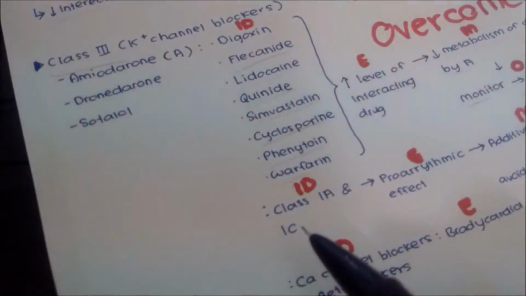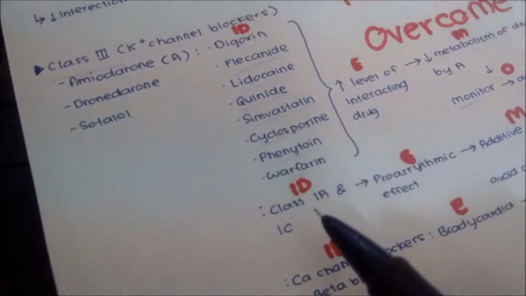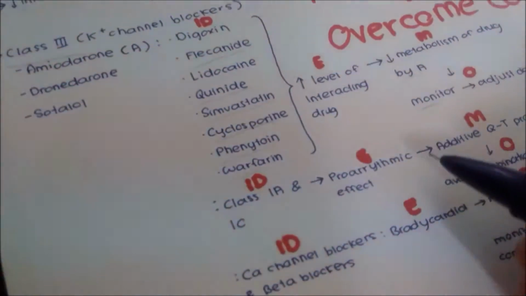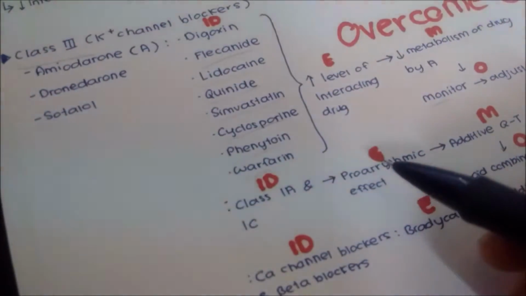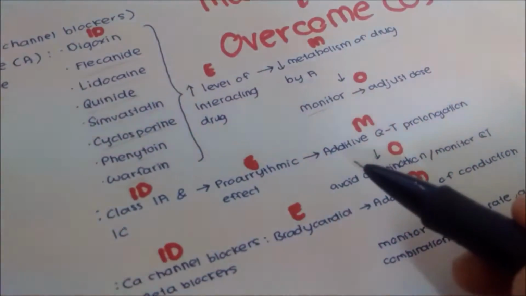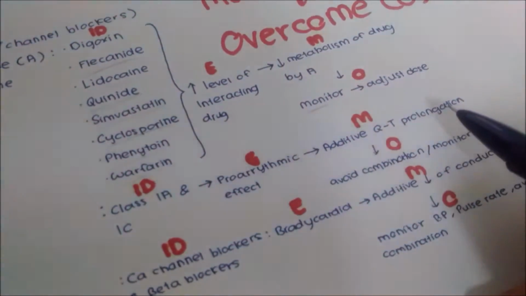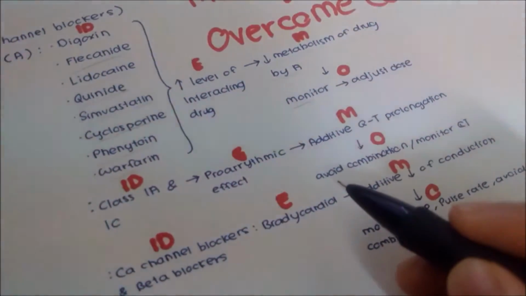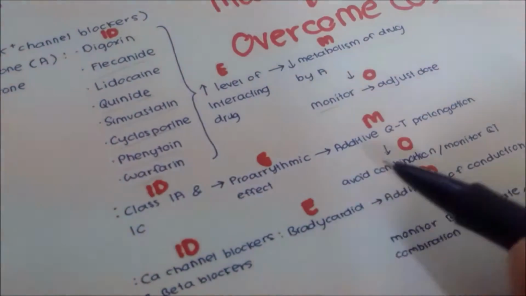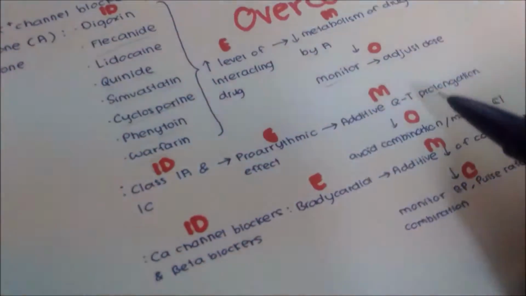Next, it also interacts with the class 1A and class 1C drugs. The effect is a pro-arrhythmic effect, which causes additive QT interval prolongation. To overcome this, we need to avoid combining these drugs and monitor the QT interval.